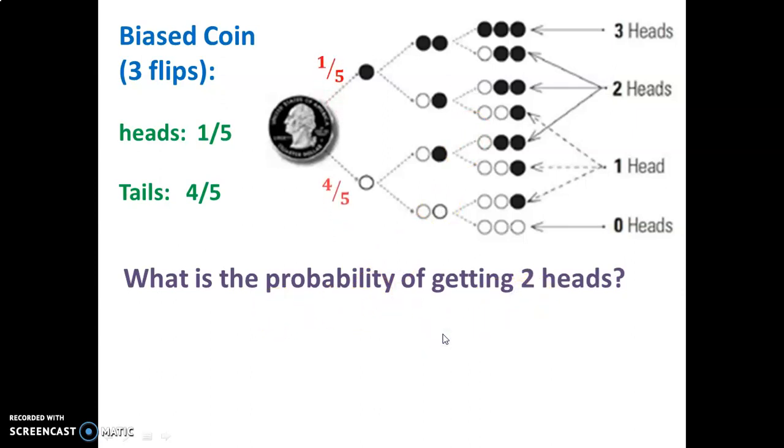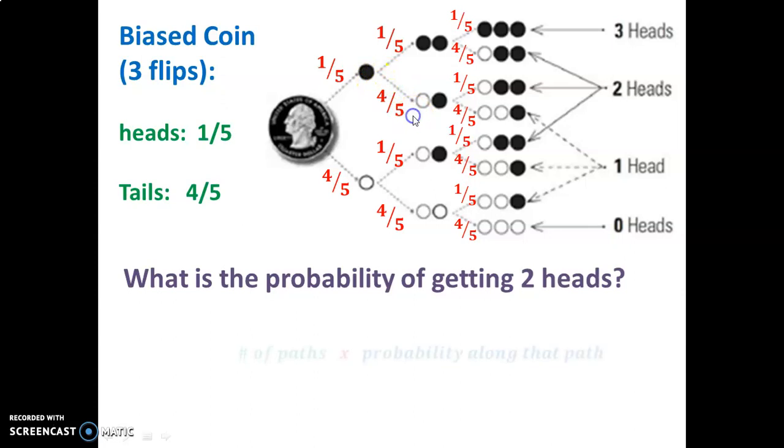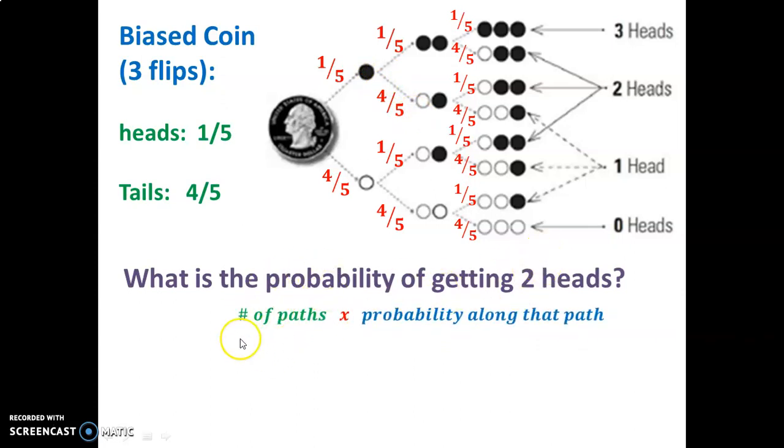So here's the approach. Here are all the probabilities on there first of all. Let me get all those on there. Every head is 1/5, every tail is 4/5. So the way to figure out the probability of getting 2 heads, we have to ask how many paths are there, and then multiply it by the probability along each path.